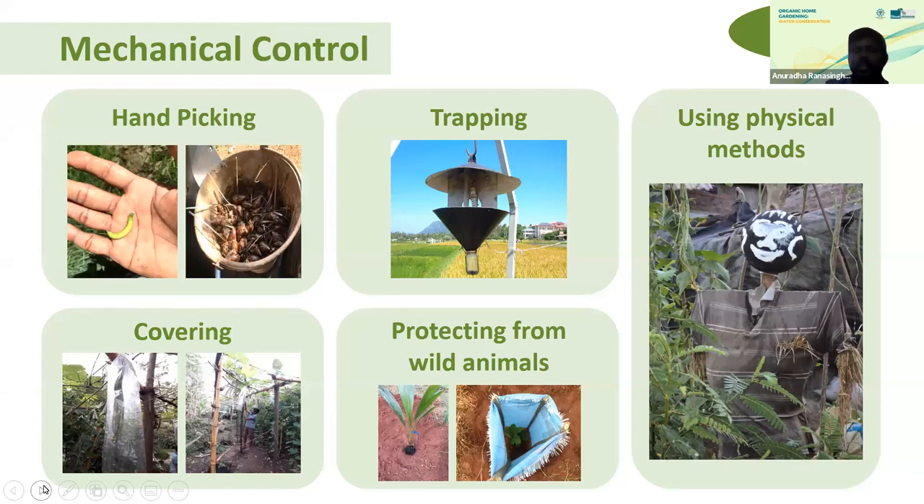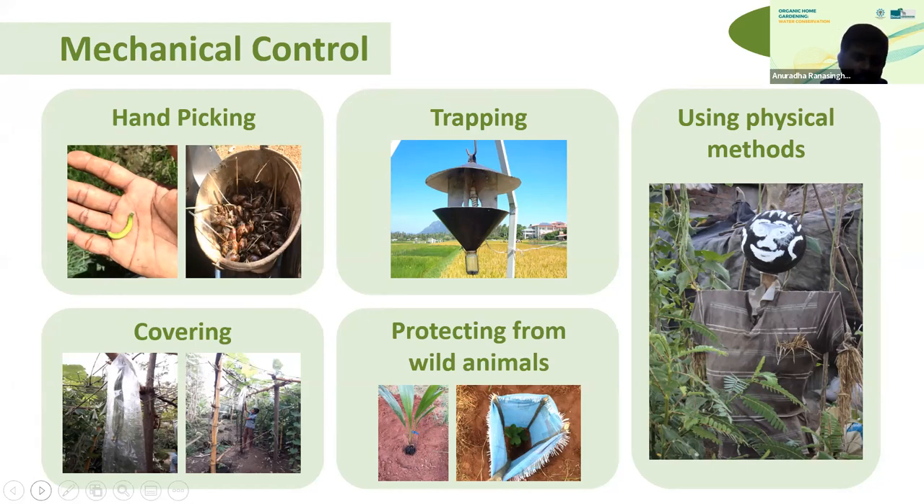Then mechanical control is another important factor when we do home gardening. The easiest thing is hand picking. If you see an insect, especially when you grow crops like these, caterpillars are very common. When you see some unusual area of your leaves or any leaves curling, or any part of a plant is missing, you can identify it as a caterpillar. So don't be shy, you can use a glove or you can use bare hands, and you can pick them and keep them away from your garden.